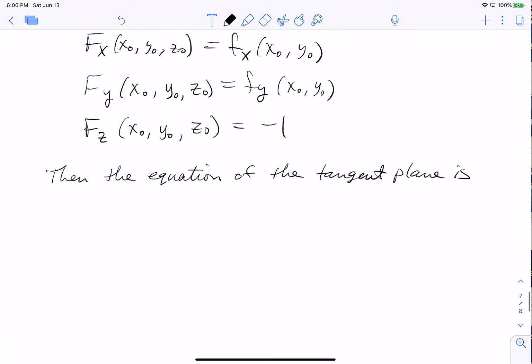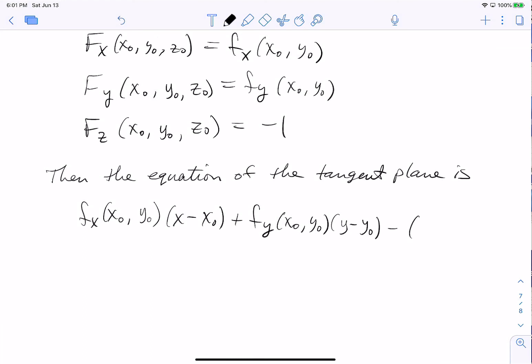Then the equation of the tangent plane is lowercase fx, that partial at x naught, y naught, times x minus x naught plus fy at x naught, y naught times y minus y naught minus the quantity of z minus z naught equals 0. And you'll see that this fits very well with the equation of the tangent plane that we saw before. We're going to close out with a quick example.